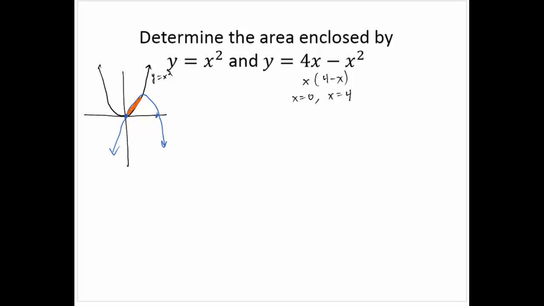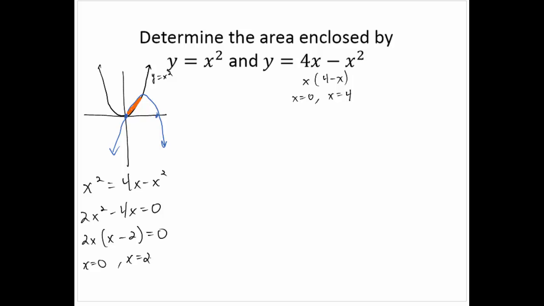Well, I need to know where these two curves intersect. So to figure out where they intersect, I solve the simultaneous equations y equals x squared and y equals 4x minus x squared by setting them equal to each other. So I'd have x squared equals 4x minus x squared. So I can write this as 2x squared minus 4x is 0. I can use some factoring here. That's 2x by x minus 2 is 0. And so from algebra that implies that x equals 0 or x equals 2.